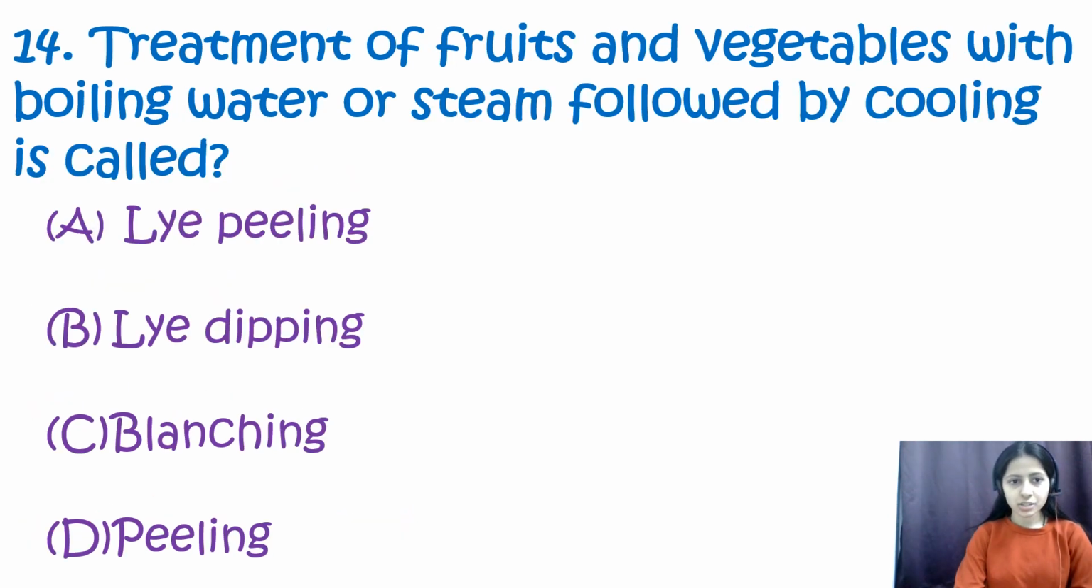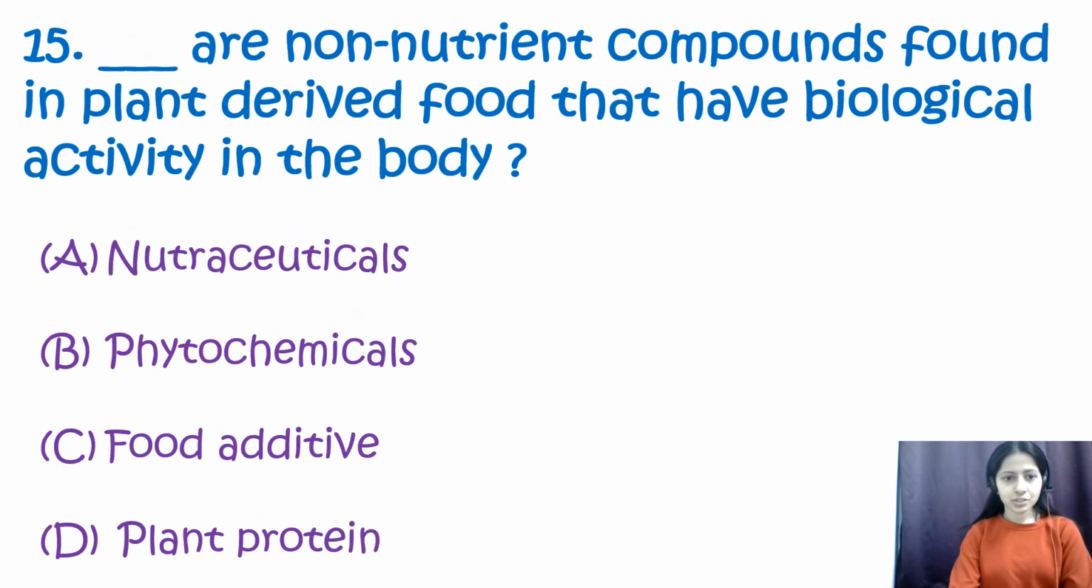Question number 14. Treatment of fruits and vegetables with boiling water and steam followed by cooling is called option A lye peeling, option B lye dipping, option C blanching, and option D peeling. So the correct answer is blanching. We have already discussed what blanching actually is, just 2 to 3 slides before.